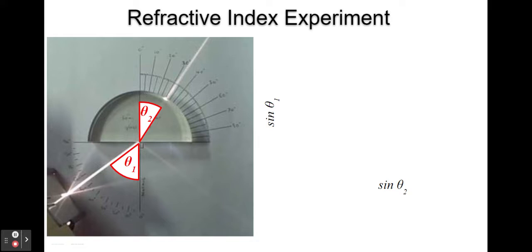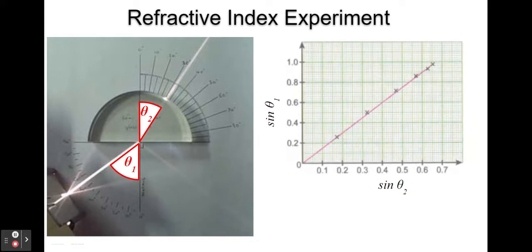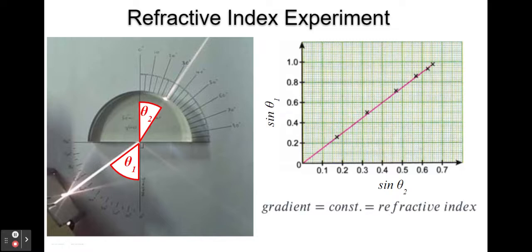Then we could draw a graph of various θ1s against θ2s, and we get a graph that looks a little bit like this. So sin θ1 against sin θ2 gives us a straight line through the origin. That tells me that the sine of the angle in air, θ1, is directly proportional to the sine of the angle in the material, θ2. If it's directly proportional, that means we've got a constant gradient, and the gradient in this case is equal to the refractive index of that material.